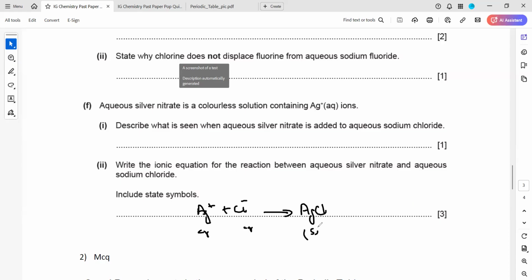What is the mark distribution here? 1 mark is for writing the charge on the ion, 1 mark is for the state symbol, and 1 mark is for the correct products. How do you solve it? You have to remember that table about the solubilities of the salts. All nitrates are soluble, most chlorides are soluble except silver, mercury, lead.